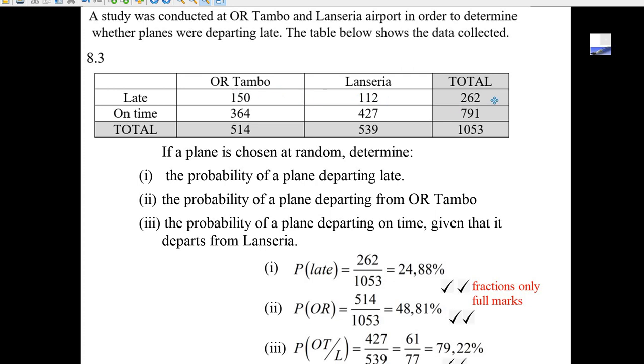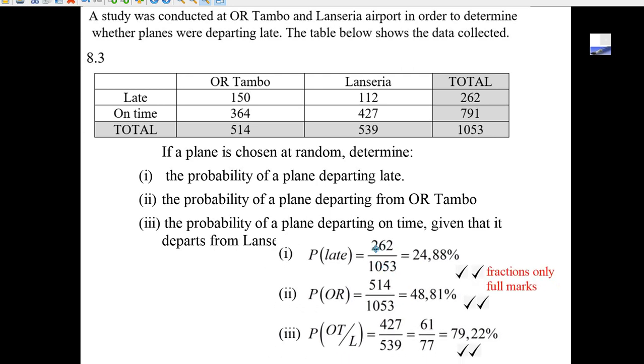Well, you're going to need all of the lates divided by the total number of planes. And that's it. There you go. You just go 262 over 1053. And that fraction is good enough for your answer. That's it. What's the probability of the plane departing from OR airport? Well, there's 514 planes out of 1053 planes altogether. So it's like a 48% chance, but this fraction is the probability.